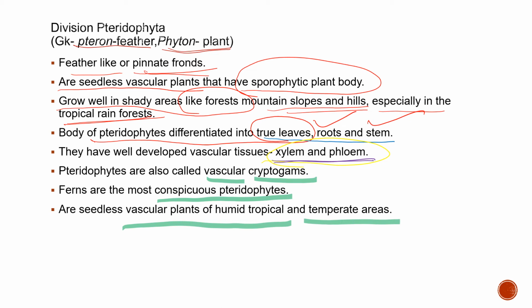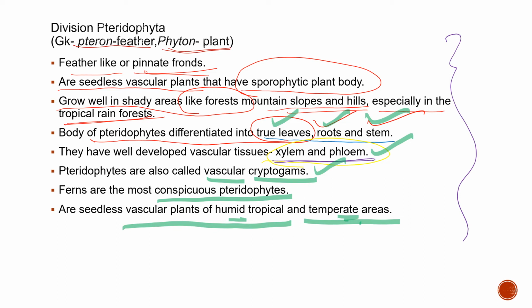So they are feather-like, they have pinnate fronds, and they are seedless. They are called vascular cryptogams. They are having xylem and phloem. Their body is divided into true leaves, roots and stems. They are growing in humid tropical as well as temperate areas. So these are all the main characteristic features of Pteridophyta.